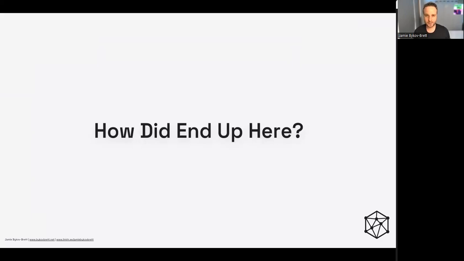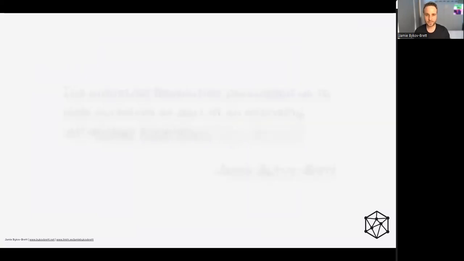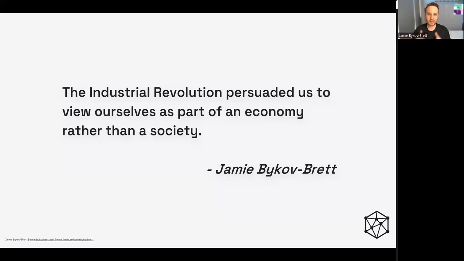So, how did we end up here? If you're going to understand where we're going, it's important to recognize how we got here. The Industrial Revolution persuaded us to view ourselves as part of an economy rather than part of a society. At the turn of the Industrial Revolution, we built schools, institutions, and created laws to give people the skills, education, and structure that they needed to have a mindset to participate in an industrial workforce. We defined what it meant to be human in that era.